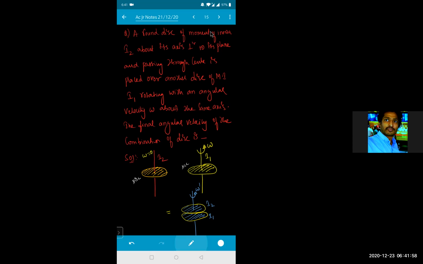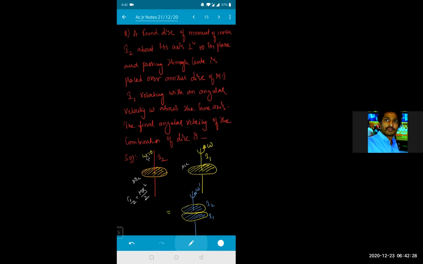A round disk of moment of inertia I2 about an axis perpendicular to the plane and passing through the center. So for this one, the moment of inertia is about an axis passing through the center and perpendicular to the plane. What will be the moment of inertia for the disk about this axis? Iz is equal to M R squared divided by 2. I hope you remember this one. It is placed over another disk of moment of inertia I1, which is rotating with an angular velocity omega about the same axis. The final angular velocity of the combination of the disks is how much?